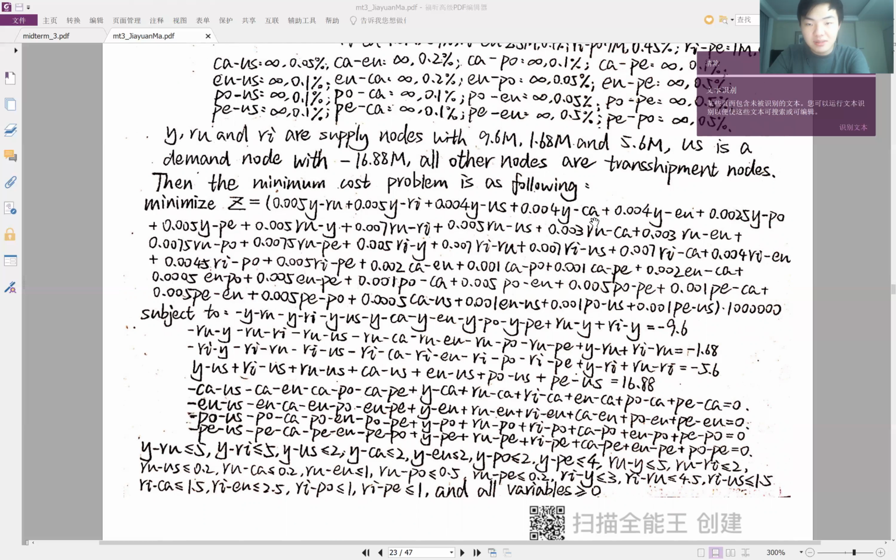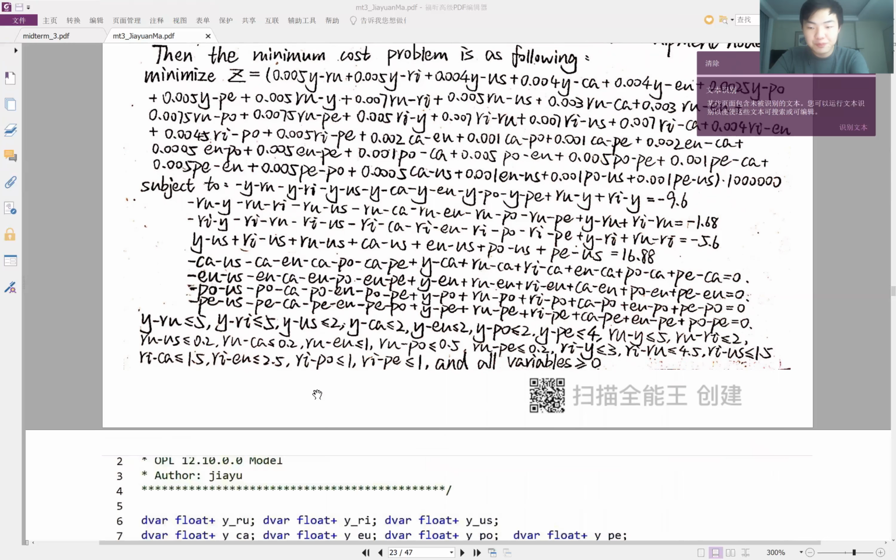Each possible transaction cost happens if we have a transaction between each pair of the two currencies, subject to these three currencies, these three supply nodes, this demand node, and all of the transshipment nodes that should not have anything remaining in them. And all of the transaction limits are displayed below.